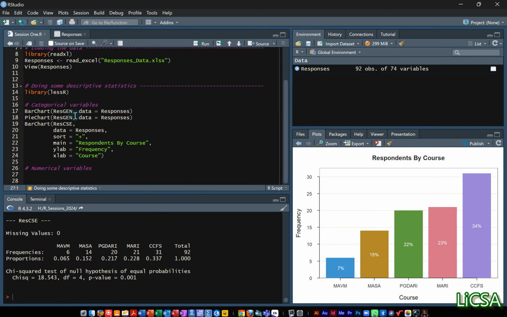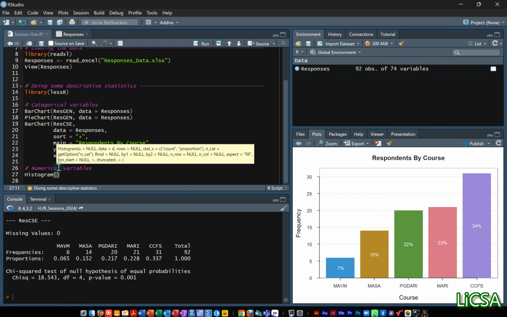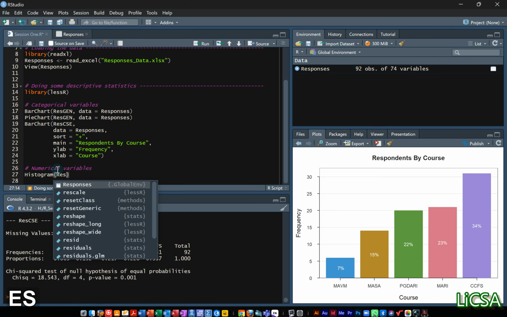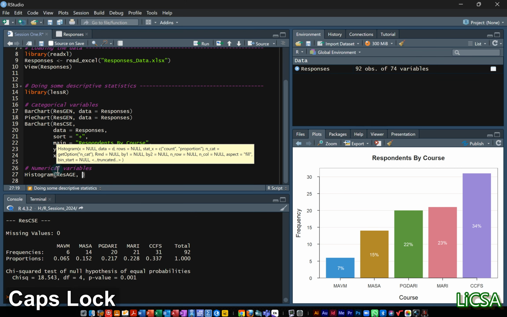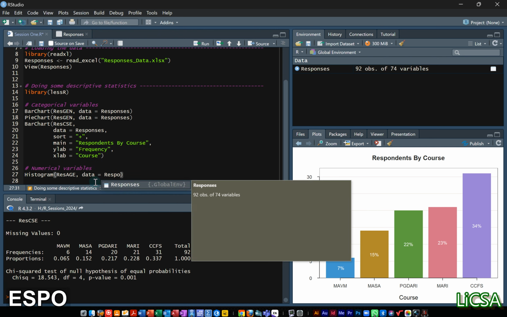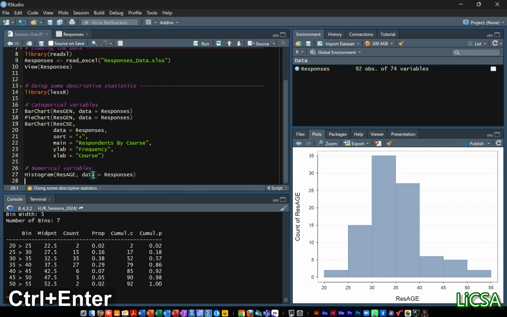And how do we deal with numeric data? We need to know the mean, the median, the maximum, the minimum. Because here we don't plot a bar chart or pie chart, we can plot something like a histogram. So if we do histogram from lessR, of age, it is coded this way, and then our data, which is called responses. This is our data. So what happens when we do this?